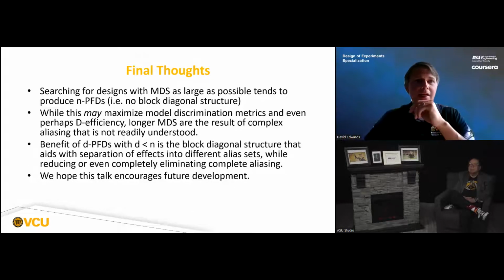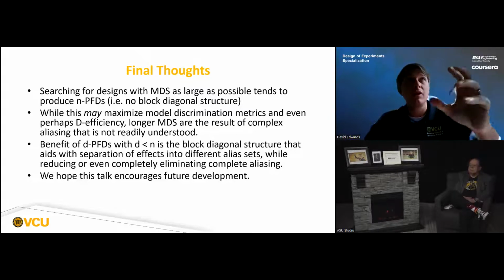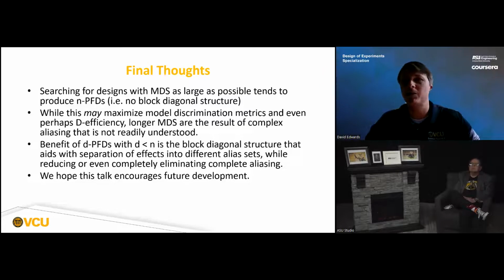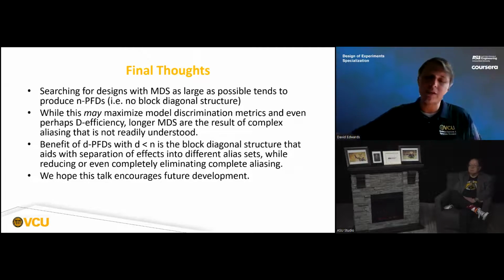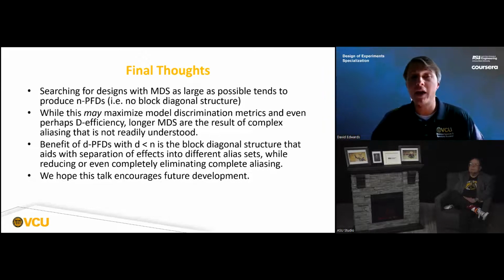So some final thoughts. Searching for designs with linear dependencies as large as possible tends to produce designs that have no block diagonal structure. And what happens is you end up with correlations all over the place. And yes, that does help with estimating more models, right? So if you're trying to make your estimation capacity as large as possible, make your d-efficiency as large as possible, maybe that's the way to go, but you lose structure. You make the aliasing much more complex.